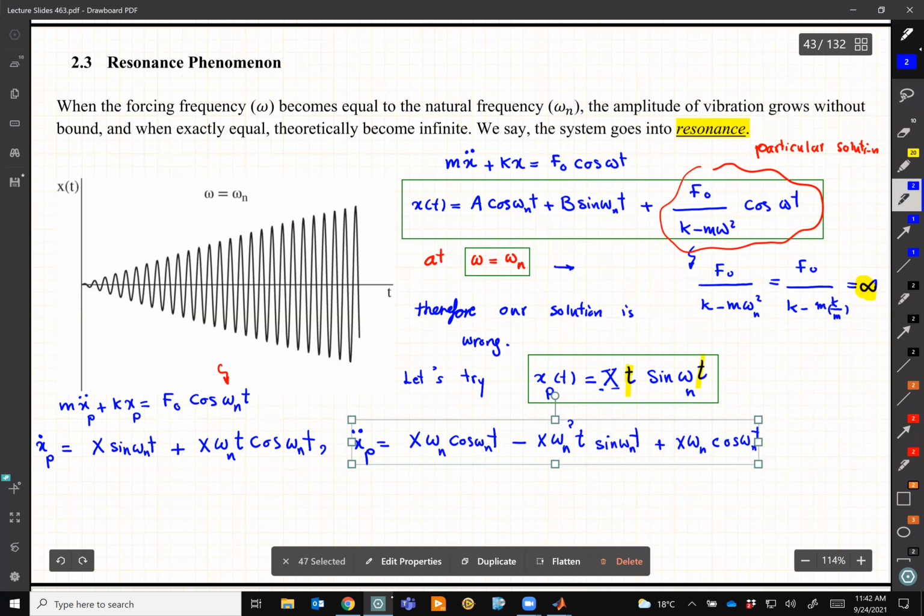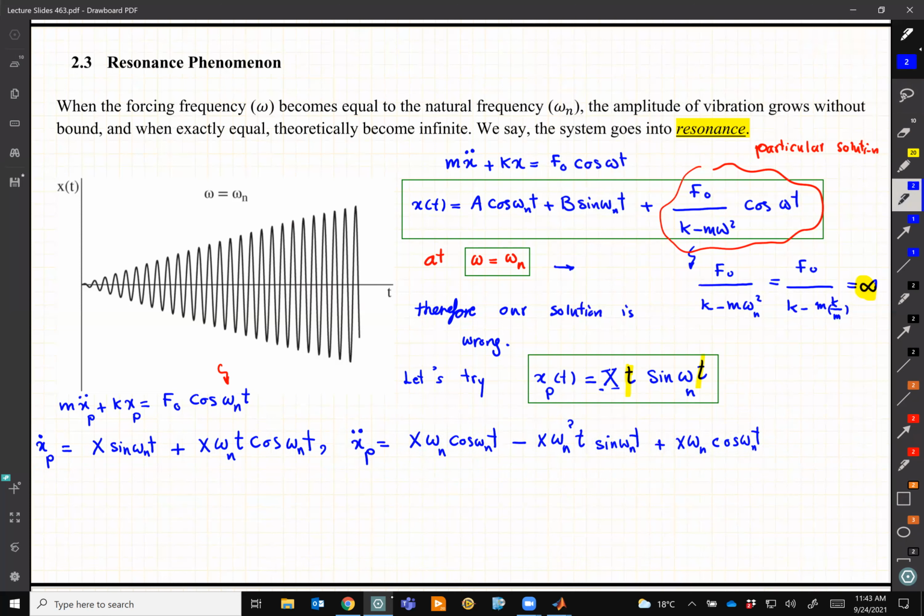I can simplify x double dot a little bit more. So it will be 2x omega_n cosine omega_n t minus x omega_n squared t sine omega_n t. Don't be scared of this equation. We don't really need them that much. It's just for proving the concept and to get a little bit of where these things come from. So let's put them back into that equation and see what will happen.